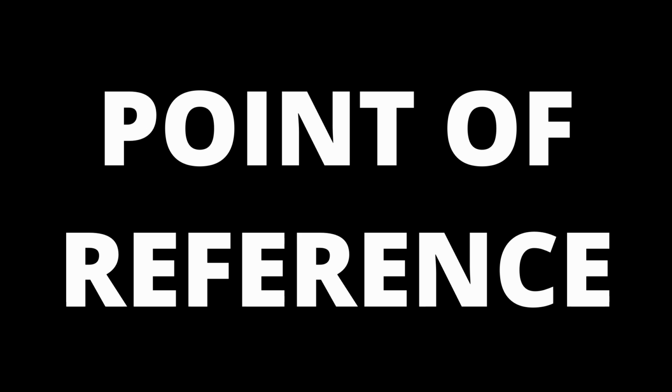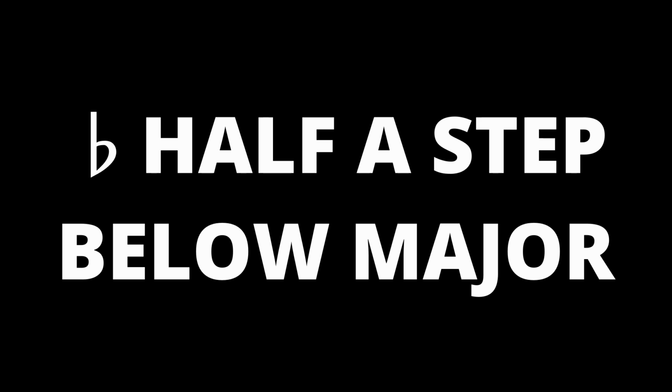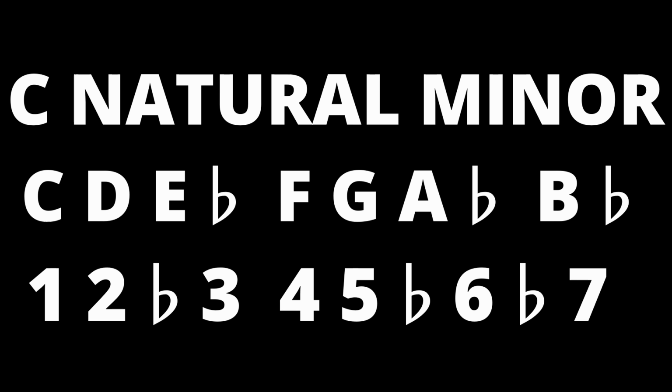The major scale is useful as a point of reference for all other scales or modes. For example, the natural minor scale or Aeolian mode has the scale degrees 1, 2, flat 3, 4, 5, flat 6 and flat 7. The flat scale degrees are half a step or a semitone below the major scale degrees. So the C natural minor scale has the notes C, D, E flat, F, G, A flat and B flat.